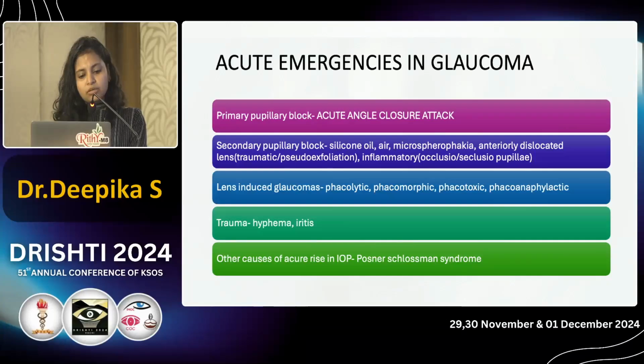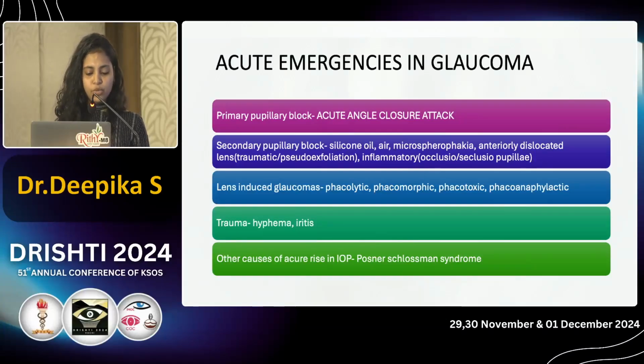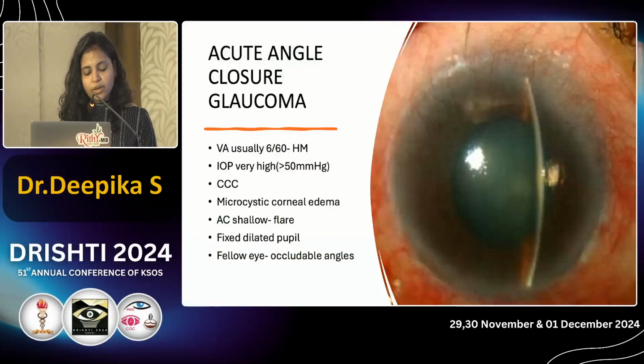The whole spectrum includes lens-induced glaucomas, and trauma also, traumatic hyphema and iritis can cause an acute rise in IOP, and other rare causes like Posner-Schlossman syndrome. So coming to acute angle closure glaucoma, when a patient comes to your OPD with severe debilitating pain, redness and loss of vision, you examine the patient and see severe corneal edema and circumciliary congestion. Vision is usually in the range of 6/60 to hand movements. IOP will be very high, usually over 50.